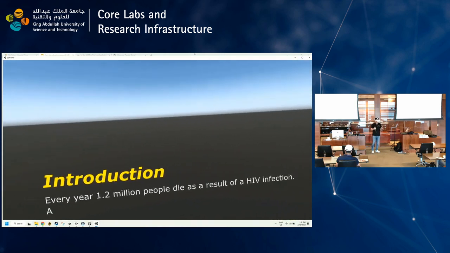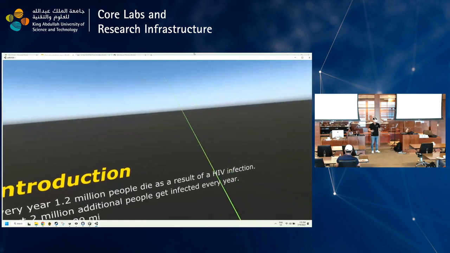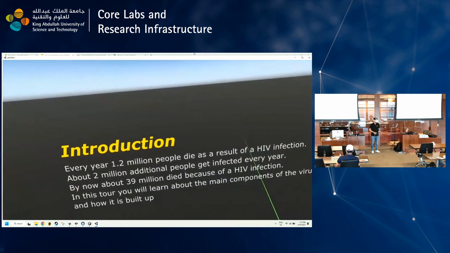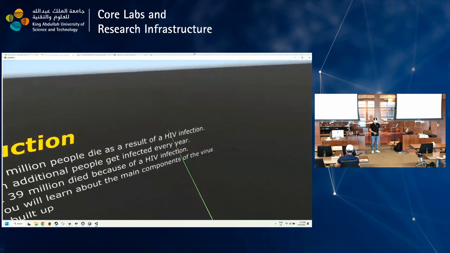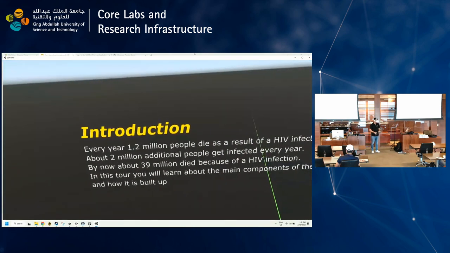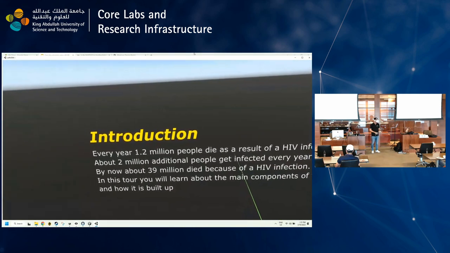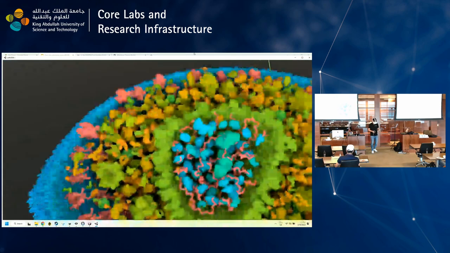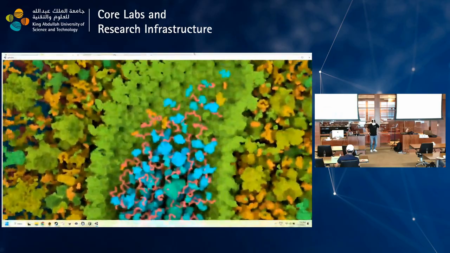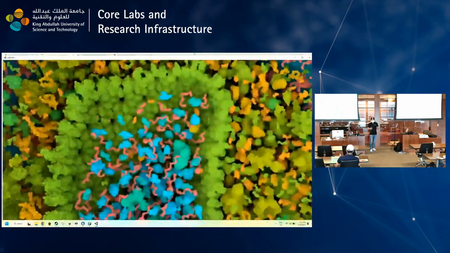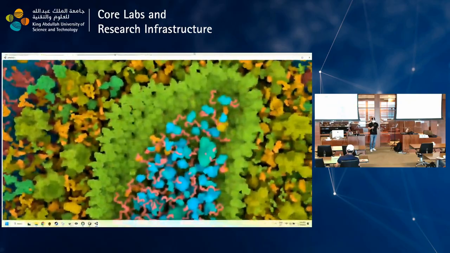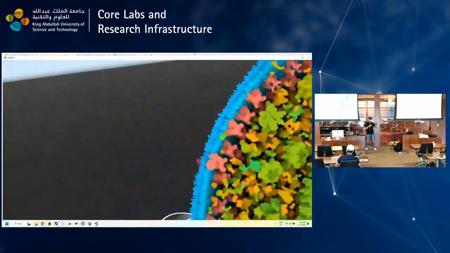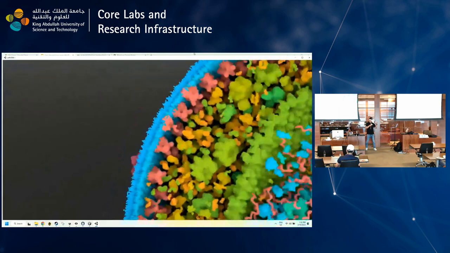Every year, 1.2 million people die as a result of HIV infection. 2 million additional people get infected every year. By now, about 39 million people died because of the infection. In the following tour, you will learn about the main components of the virus and how it is built up. Characteristics. HIV, human immunodeficiency virus. Family, retrovirus.